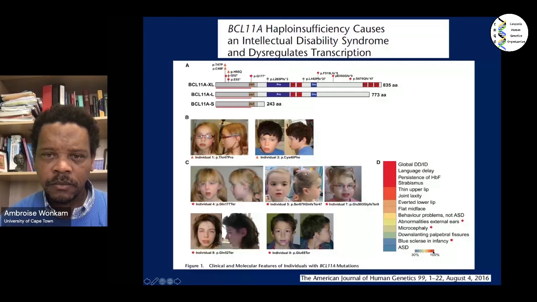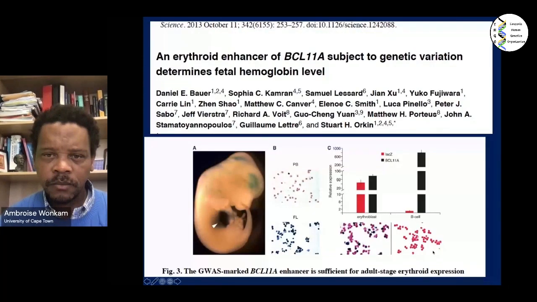Fortunately, the team of Stuart Orkin on the East Coast of the United States, in Boston specifically, has shown that there are some variations in the enhancer of BCL11, upstream of BCL11, that is specifically expressed in the red blood cell.